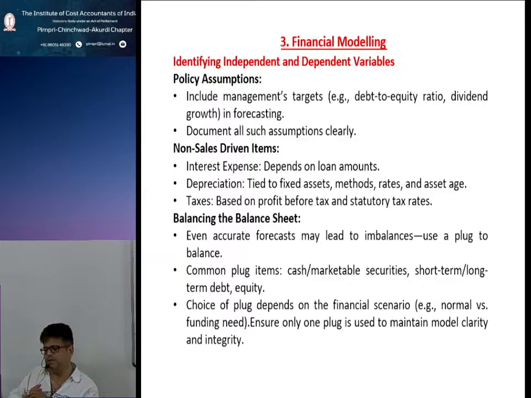hence they have to be forecasted accordingly. They cannot be linked to sales. They have their own base, as the base is different from sales.